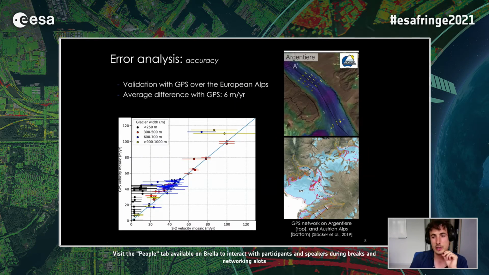So we validated our ice velocity map over the European Alps. We used the dense GPS networks in the Mont Blanc area. You have some examples of GPS here on the Argentière Glacier. And we also used some GPS points in the Austrian Alps, which you can see on this map. And so we found an average difference between our composite mosaic and the GPS of 6 meters per year.